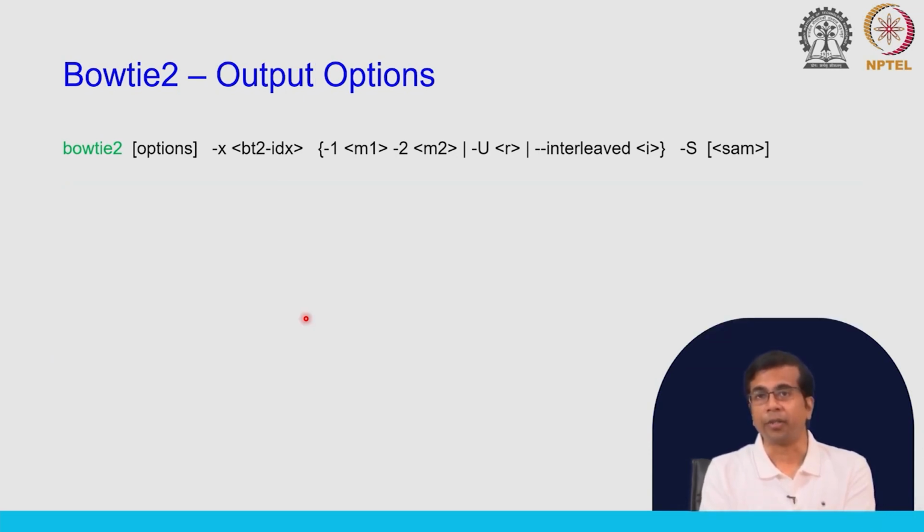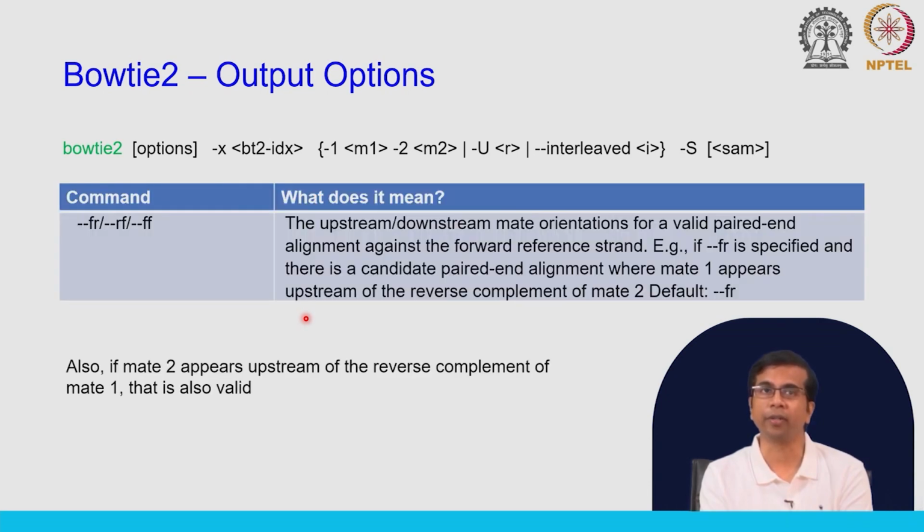Okay, so there are other options that we also use. These are called output options. These are also useful in some cases. For example, if you are aligning paired-end data, you want to specify what you will consider as a valid paired-end alignment. These are what you can mention: --fr or --rf or --ff. So, these are the three options that you have. They specify the upstream/downstream orientation of read 1 and read 2 for paired-end data.